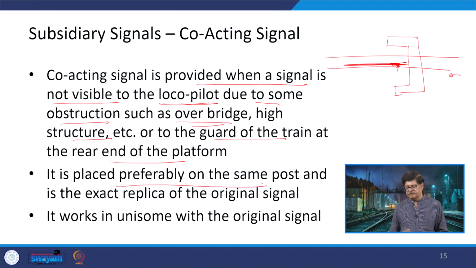It is placed preferably on the same post, and it is the exact replica of the original signal. It works in unison with the original signal. That is why the name is co-acting.